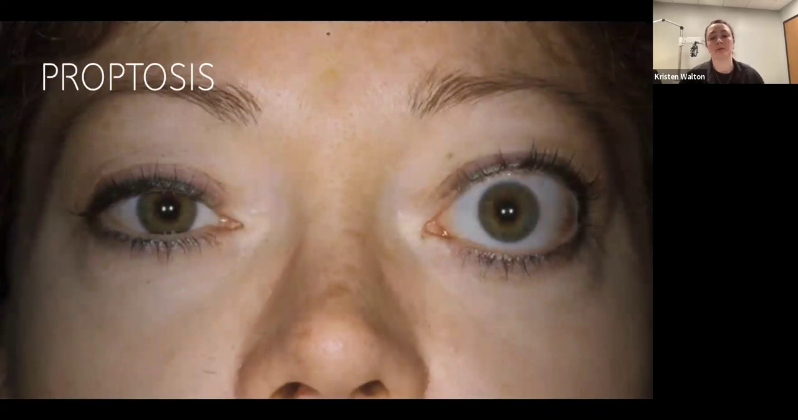Proptosis is when somebody's eye is coming forward, looking kind of bulging out of the socket. This can be common with thyroid eye disease if it's affecting the muscles and causing an inflammatory response there. If all blood work is normal for thyroid eye disease, there can be retrobulbar masses that cause the eyelid to move, or the eye itself to move forward.